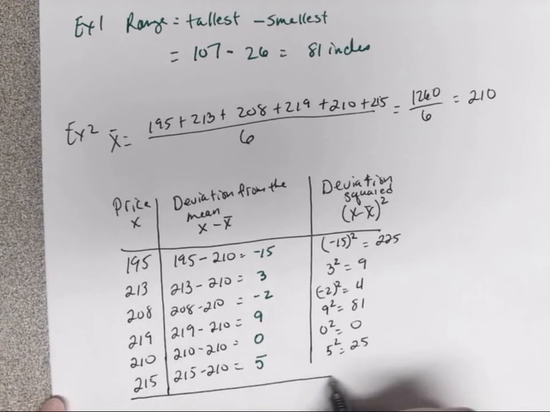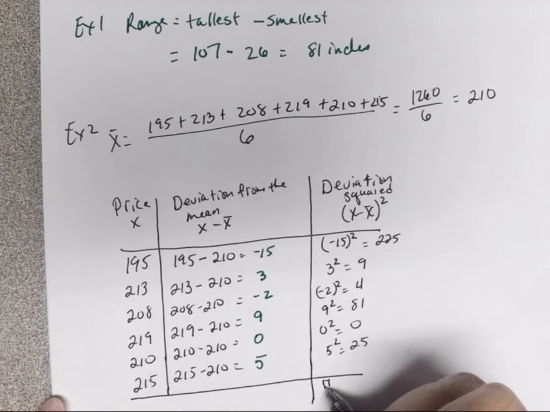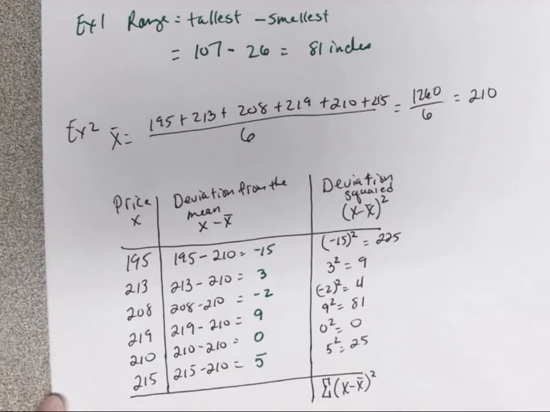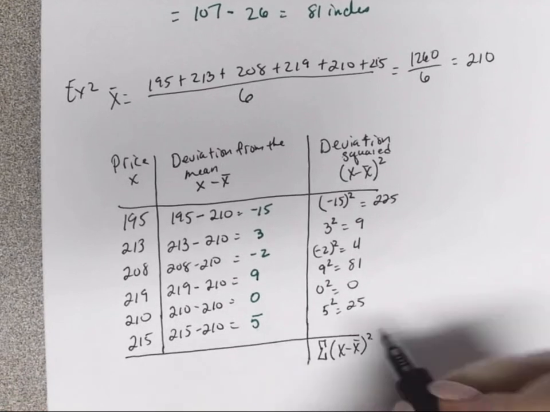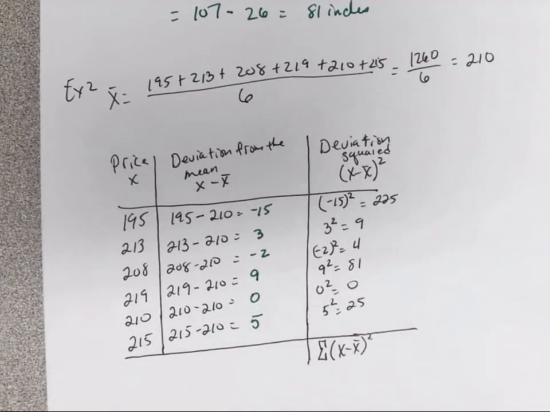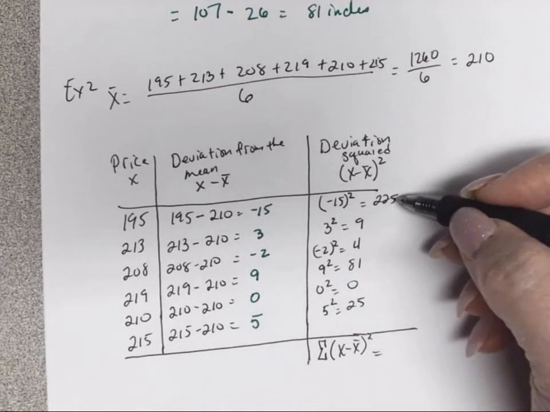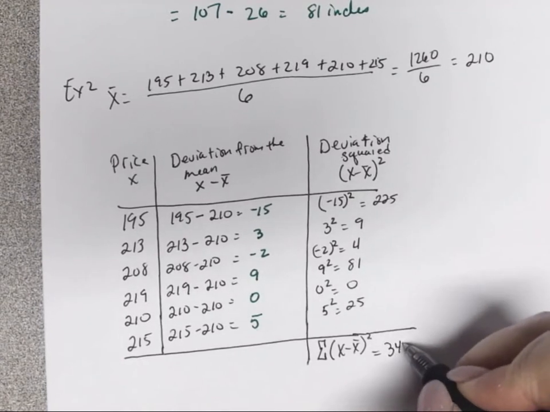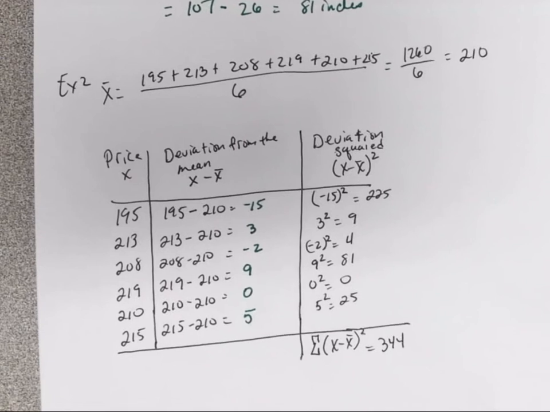Now what we need to do is find this part right here, which is the summation of (x minus x bar) squared, and we need that value for our standard deviation. As we add all of these values together, we'll get 344.